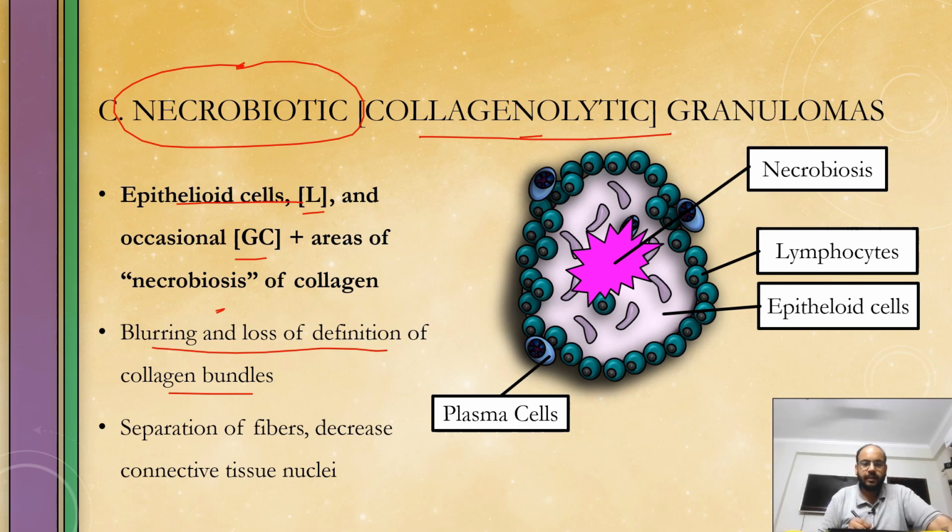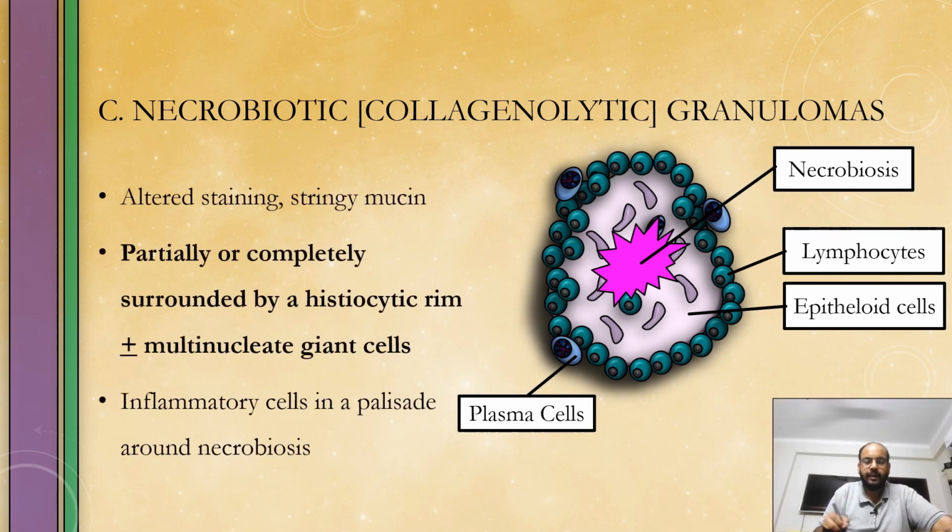It's hazy. There are decreased connective tissue nuclei in between the collagen bundles. There is altered staining, that means the staining is also changed. There is stringy mucin, the mucin gets more thread-like. Okay, there are multinucleated giant cells along with the granuloma. Just remember, if at the center you see destruction of collagen in the form of necrobiosis, it's collagenolytic granulomas. Okay, let's move forward.